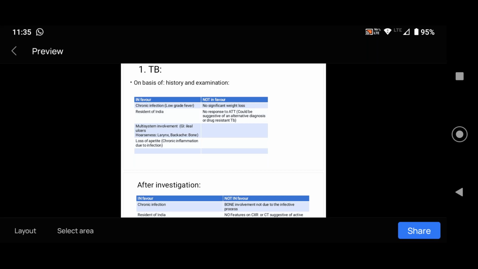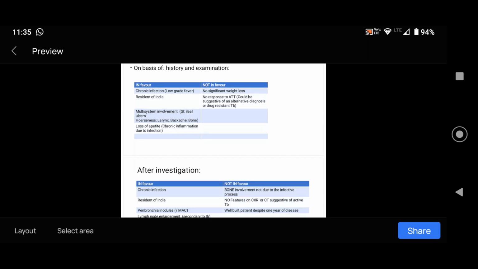We have basically looked at the history and examination, and then we also showed what the findings were on the investigations. When we looked at the history and examination, we did not have a very good lead as to where it could be leading, and there were a lot of question marks in our mind. So we kept infectious diseases because it's a common cause in India, and the infection that tops the list is tuberculosis.